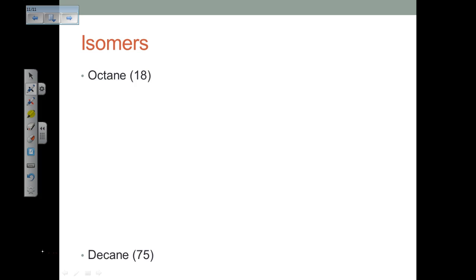Hey everybody, so let's take a look at drawing and naming isomers a little bit more in depth, and let's take a little bit more challenging one. Let's look at octane and how we name it and how we can come up with the 18 isomers of octane.